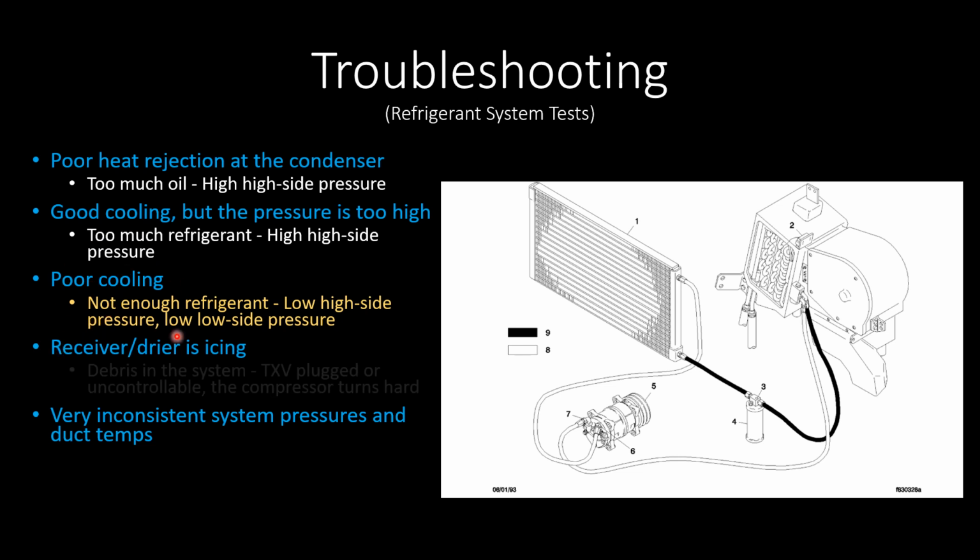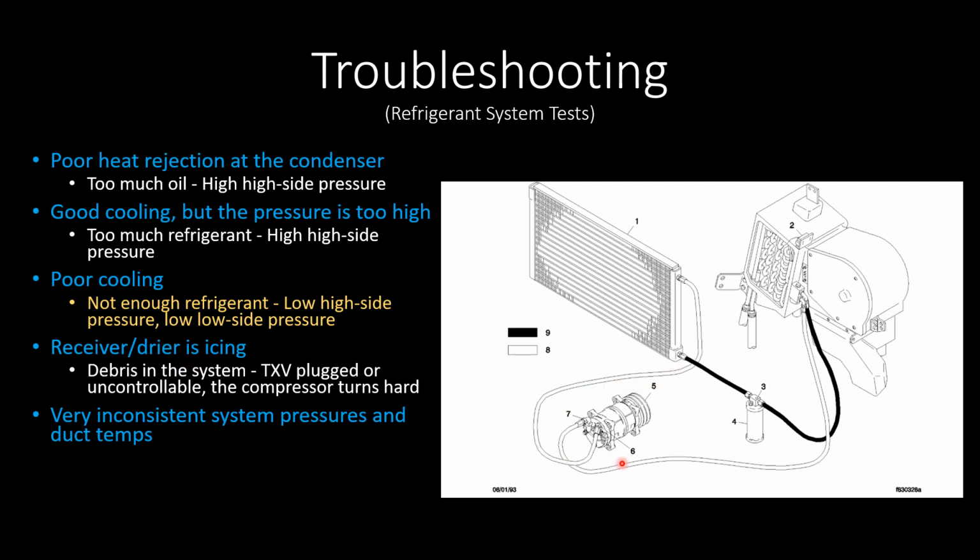If your receiver dryer is icing up, then there's likely debris or restriction in the system. Something got in. Again, this is a closed system. Nothing should be getting in. But if somebody's doing repairs, if the compressor becomes damaged and now there's little metal shavings in the system and they fail to flush it out, they just replace the compressor, then you can have restriction in the system. So typically this is another thing that is caused by a previous repair.